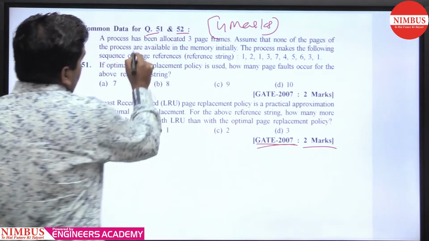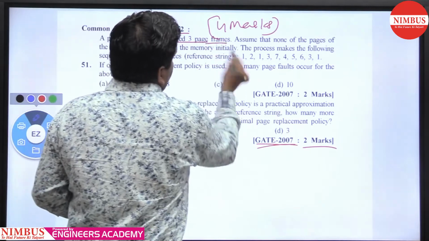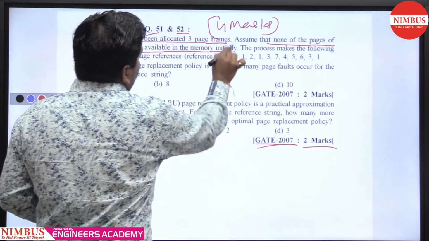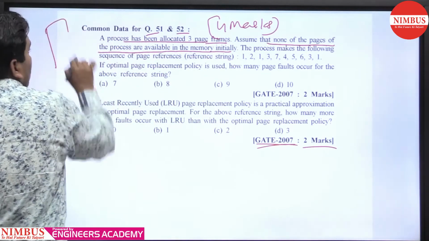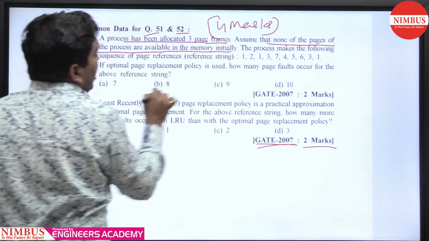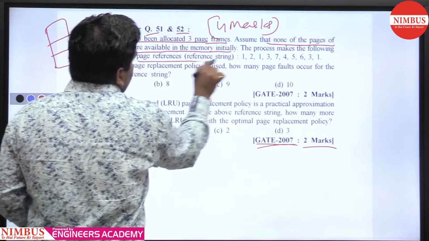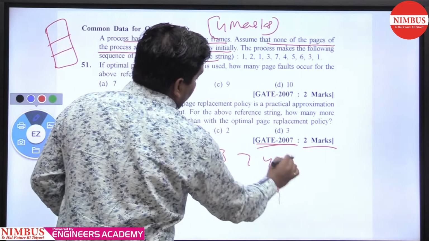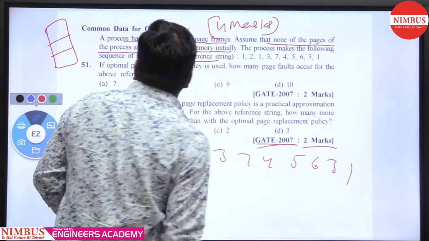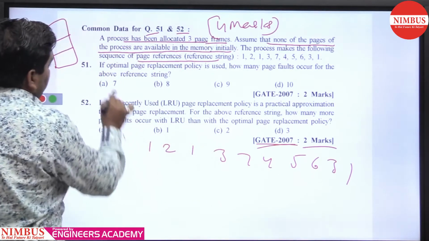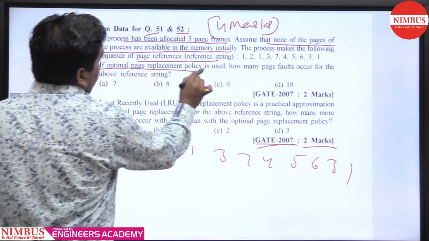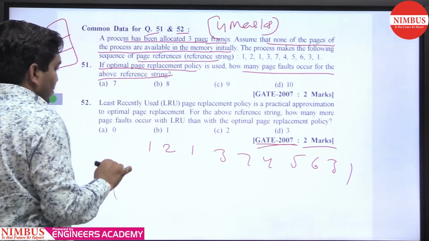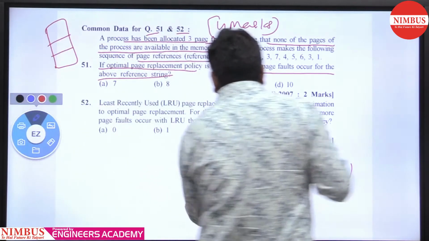A process has been allocated 3 page frames. Assume that none of the pages of the process are available in the memory, meaning initially all 3 frames are empty, and the process made the following page reference string, that is 1 2 1 3 7 4 5 6 3 1. And what is the question? First question is, if the optimal page replacement policy is used, then how many page faults will occur for the above string? Getting my point?